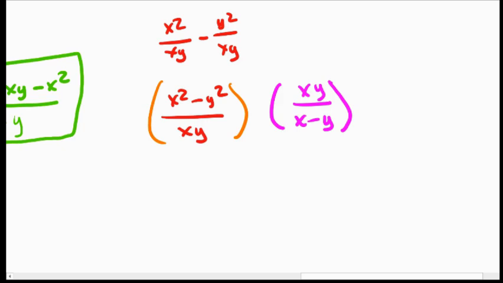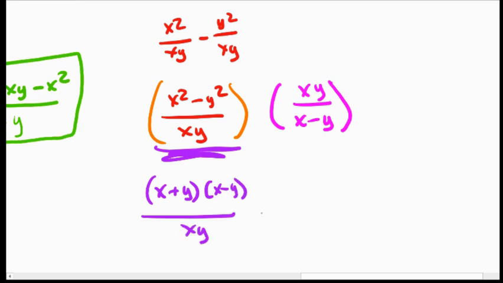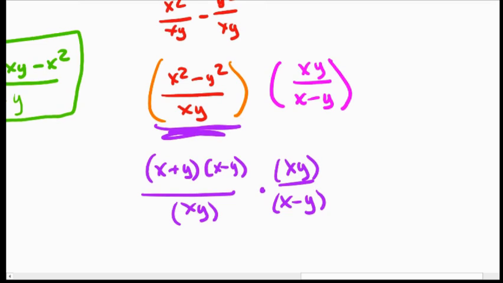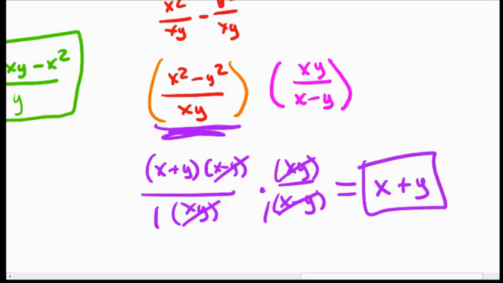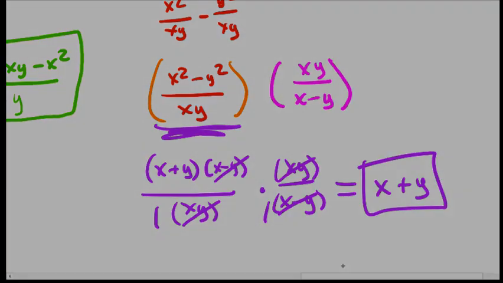So it looks like the difference of squares is actually going to help me in this. So this left side here, I'm going to change into x plus y times x minus y over xy times xy over x minus y here. And I see some things will cancel. So my x minus y's, my xy's, and so my final answer is just x plus y over 1 because there's nothing left in the denominator. So my final answer is just x plus y.